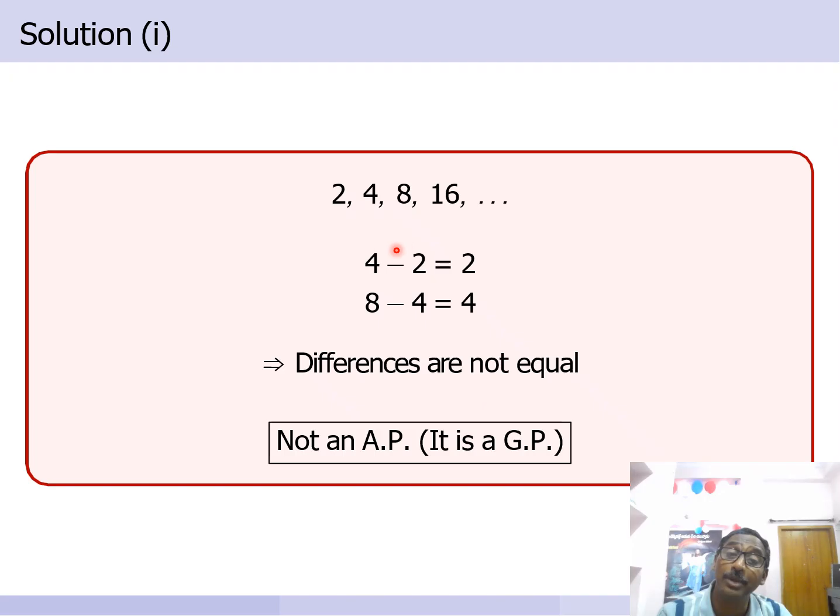Next, the third term by the second term, that is A3 by A2, gives 8 by 4, which is also 2. Next, 16 by 8 is also 2. So the common ratio is the same. That's why it is a geometric progression, not an arithmetic progression. Got it?